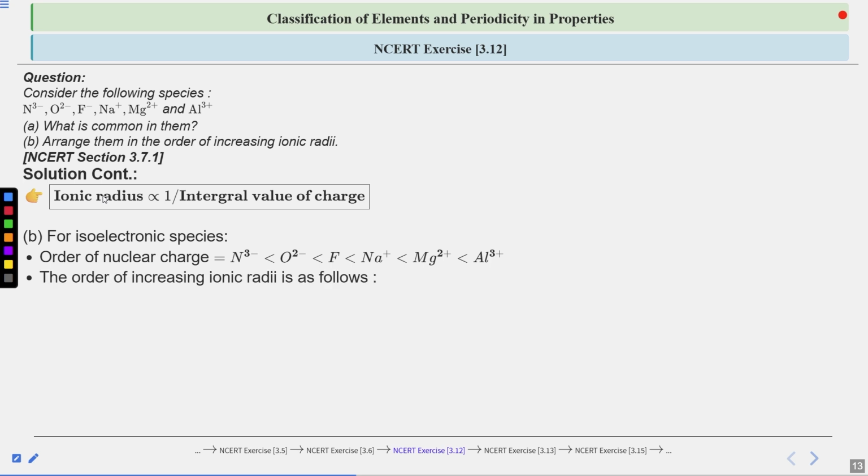Therefore, the order of ionic radii will be Al3 plus, Mg2 plus, Na plus, F minus, O2 minus and N3 minus. You can also say that this is the order of ionic radii. I guess this part is clear to all of you. So you must always remember this boxed formula for your reference, that is how you compare isoelectronic species. The key part is that ionic radius is inversely proportional to the integral value of charge. Moving on to the next question.